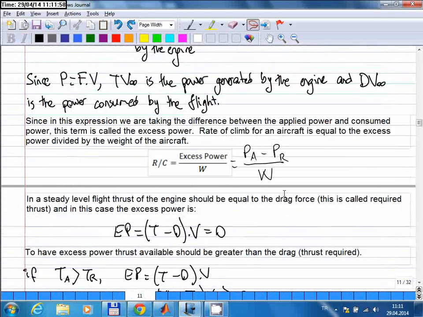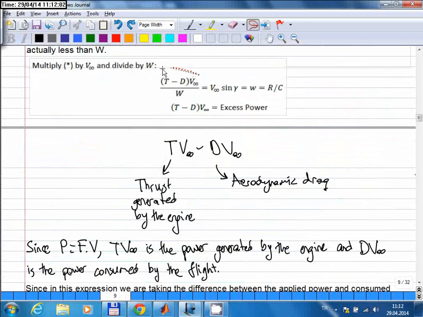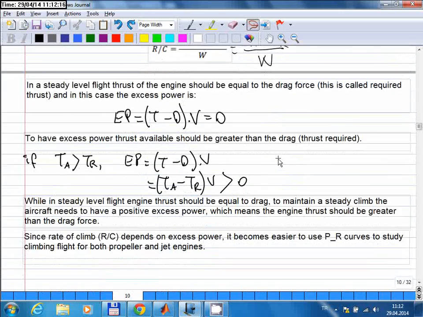So since the rate of climb depends on excess power, for climbing flight, it is easier to use the power curves instead of the thrust curve. Okay, so if you want to study the climbing performance of an aircraft, then it is easier to use the power curve.